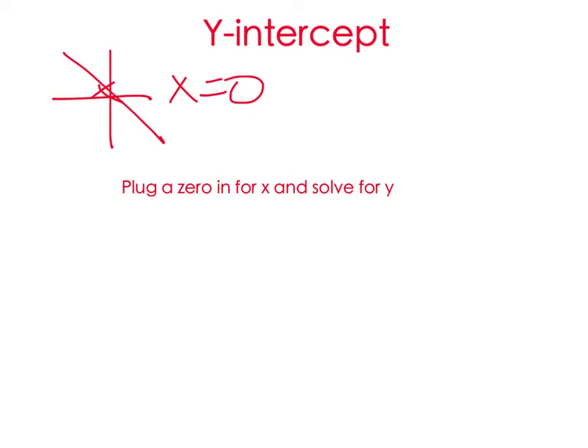Alright, there's only going to be one y-intercept, and so once again, if you think of the graph, the y-intercept is where x equals 0. So to find the y-intercept, you just plug a 0 in everywhere you see an x and solve for y. That'll tell you your y-intercept.